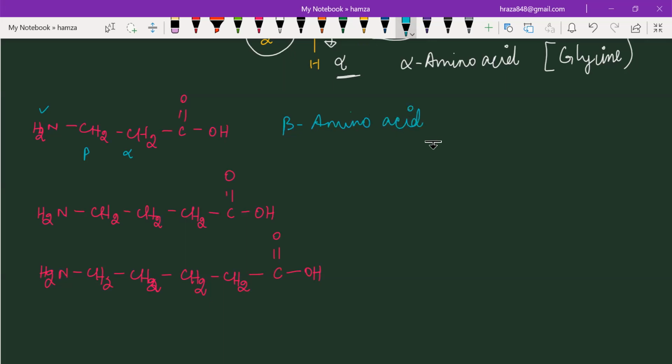Tell me the name of the second and third. Second one is gamma. Very good. And this is delta, right? Yes, sir. Because it's alpha, beta, gamma, and then delta. So NH2 is connected with delta. That's why it is gamma acid, delta acid.